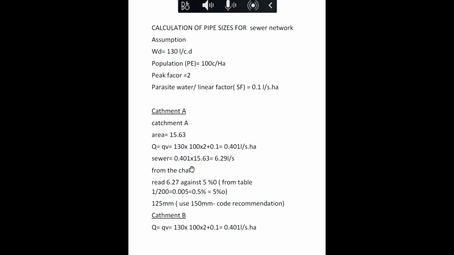To get the discharge, we multiply the dry weather flow. Remember, we're doing sewer now, right? Dry weather flow multiplied by the population equivalent, multiplied by the safety factor, added to this, we got this. All of us know this.